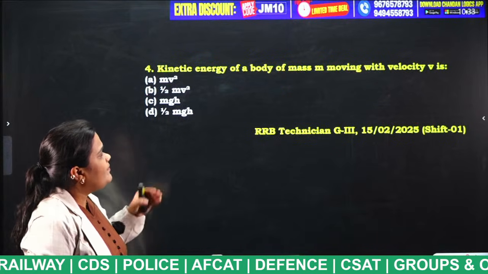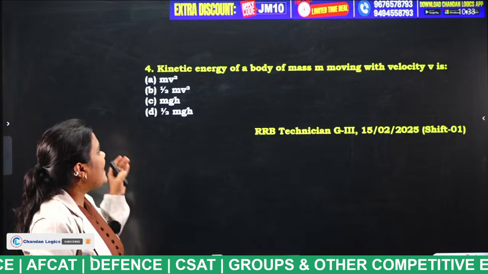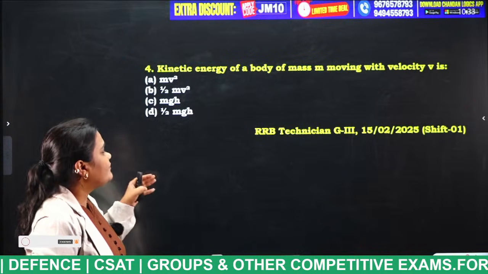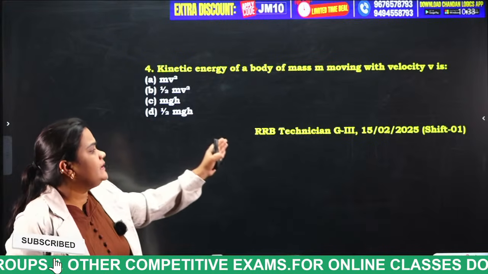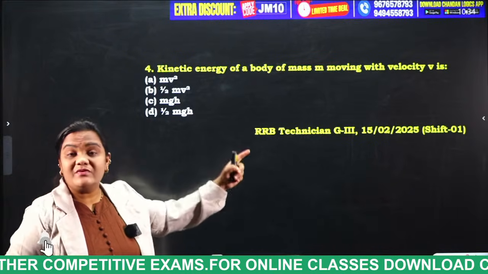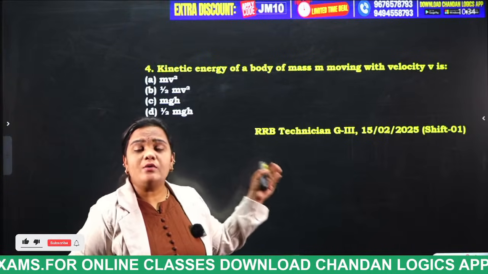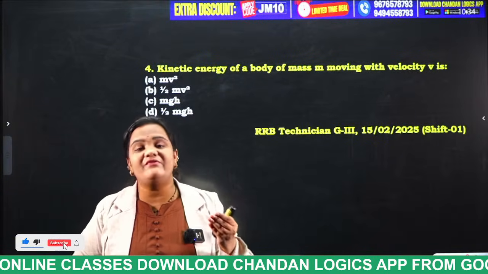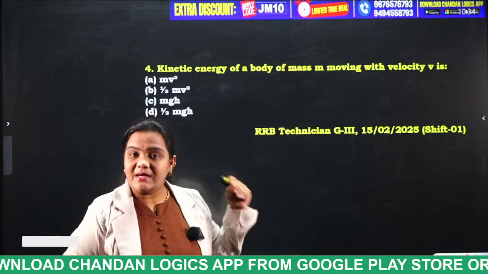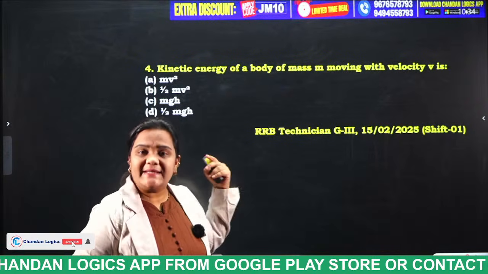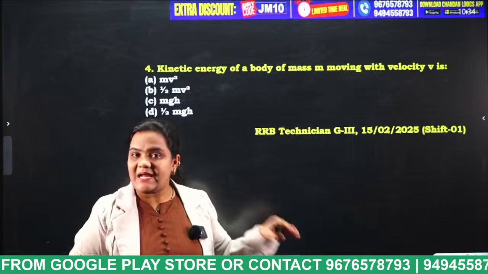Kinetic energy of a body of mass m moving with velocity v is: half mv square, mgh, half mgh. So this question has come in RRB Technician Grade 3 2025 February 15. Okay, so remember, students, how the questions are framing. They are very, very easy, 10th class level. If you focus very well and practice very well, you can easily crack the RRB Group D examination. Why? Because all the questions are 10th class basis.